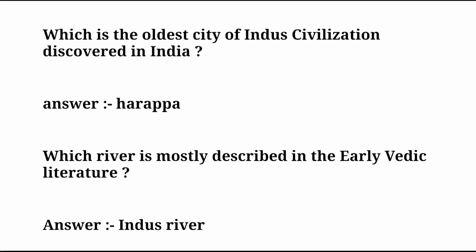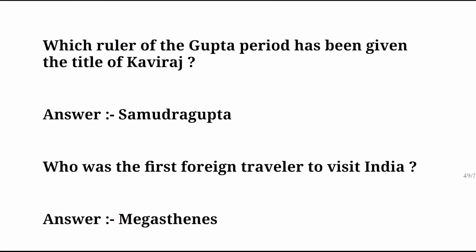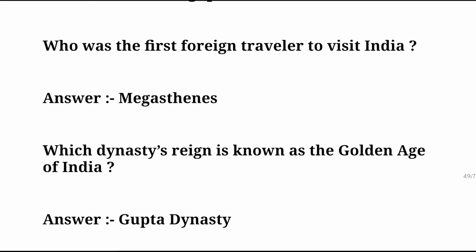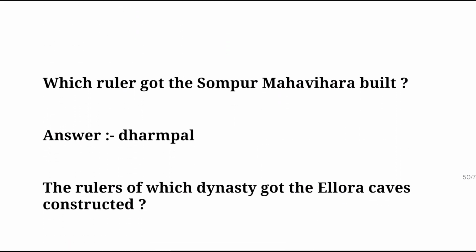Answer. Harappa. Which river is mostly described in the early Vedic literature? Answer. Indus River. Which ruler of the Gupta period has been given the title of Kaviraj? Answer. Samudragupta. Who was the first foreign traveler to visit India? Answer. Megasthenes. Which dynasty's reign is known as the Golden Age of India? Answer. Gupta dynasty. Which ruler got the Vikramshila Mahavihara built?